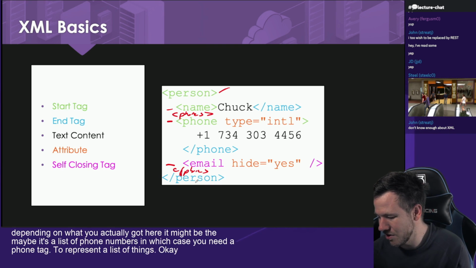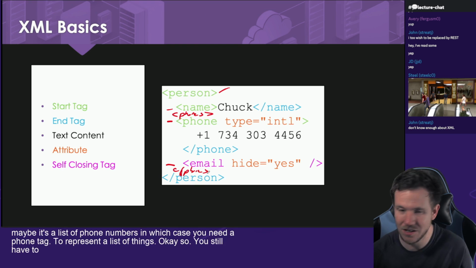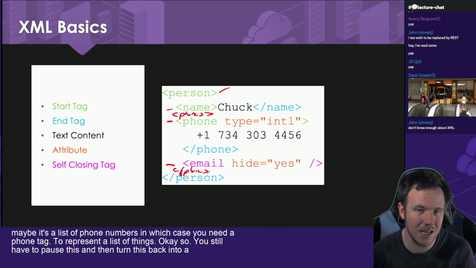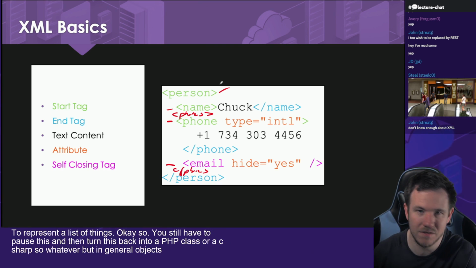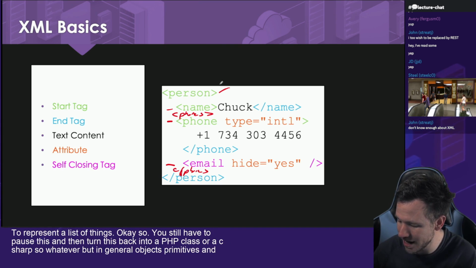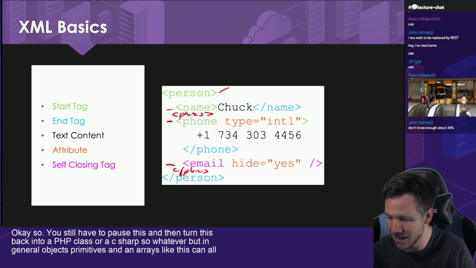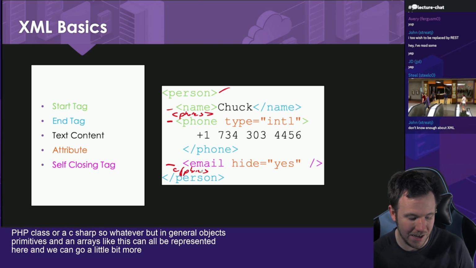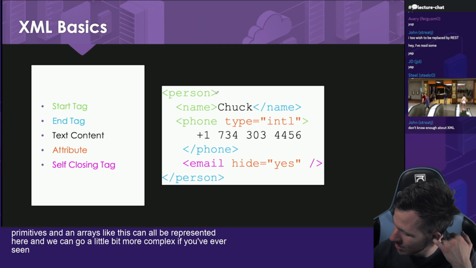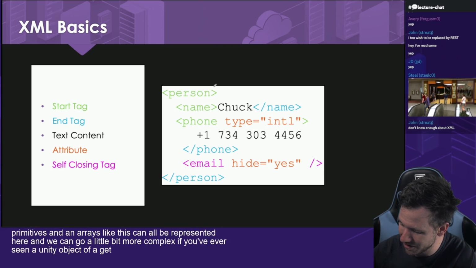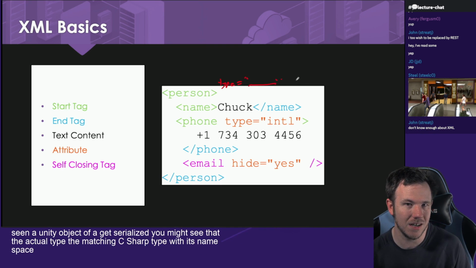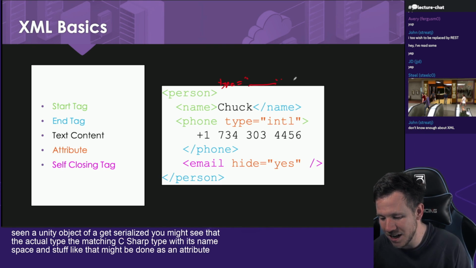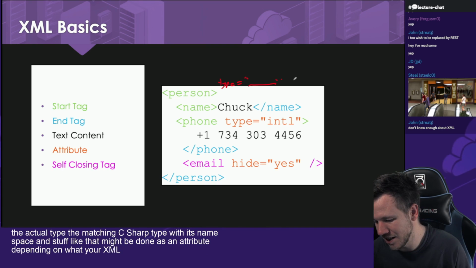Okay, so you still have to parse this and then turn this back into a PHP class or a C# class or whatever. But in general, objects, primitives, and arrays or lists can all be represented here, and we can go a little bit more complex. If you've ever seen a Unity object get serialized, you might see that the actual type, the matching C# type with its namespace and stuff like that, might be done as an attribute, right? Depending on what your XML parser is set up to do.